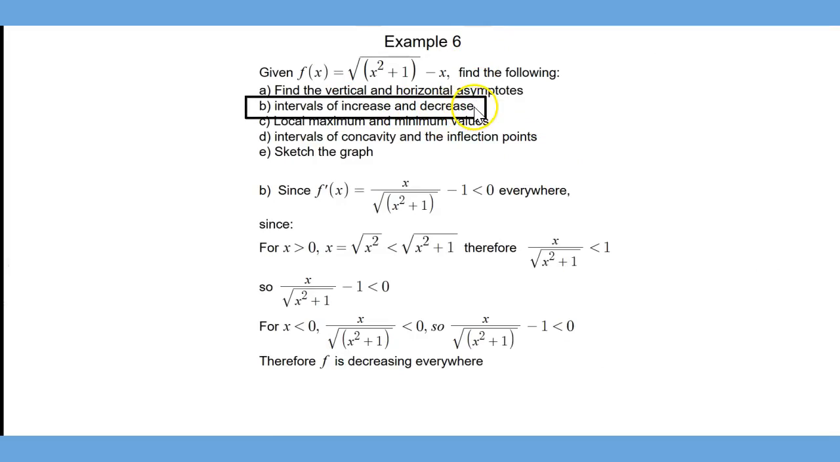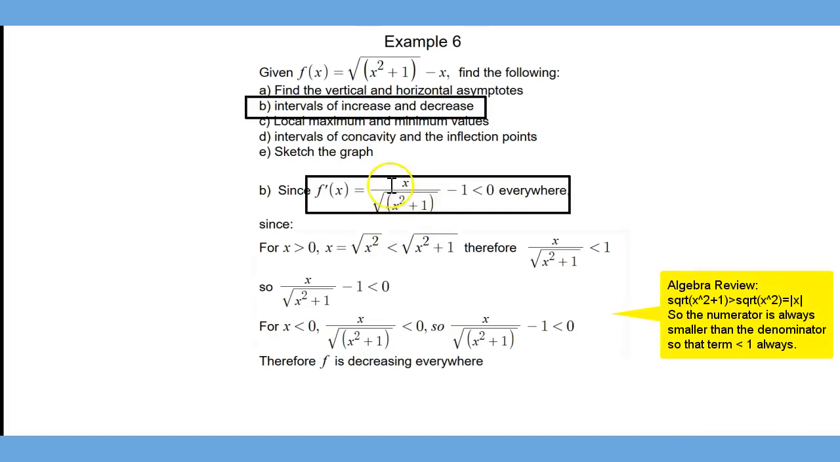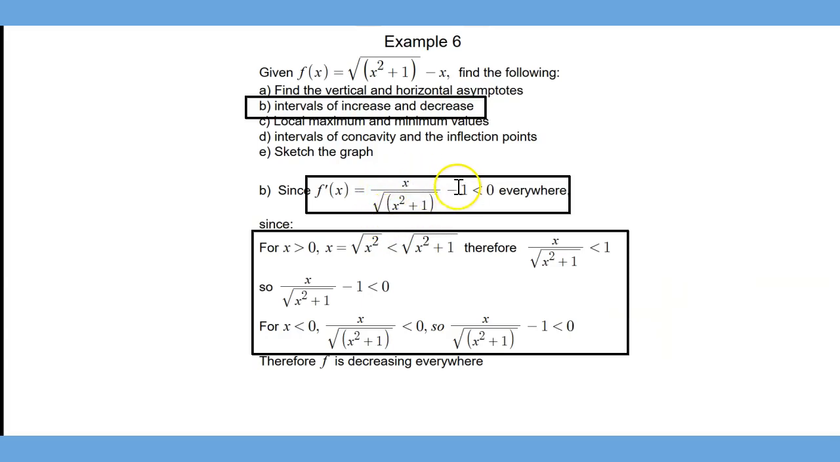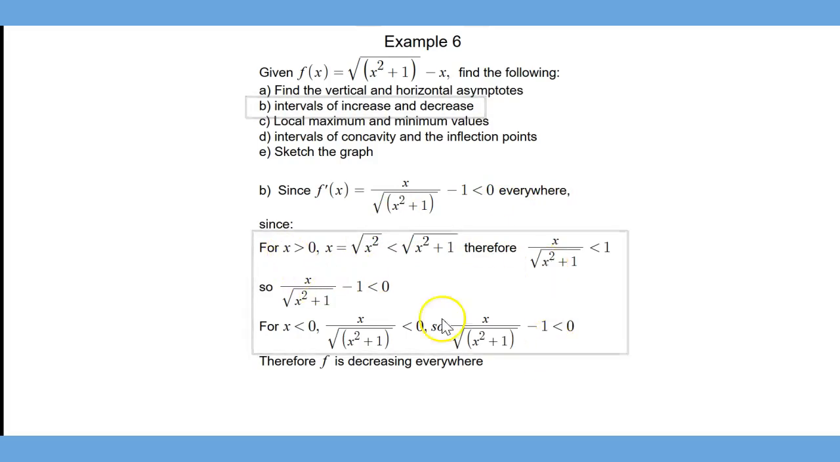To find the intervals of increase and decrease and the local max and mins, I'm going to find the first derivative. And so notice the first derivative is less than 0 everywhere. And the reason for that is because this term is less than 1 everywhere. And that's because notice that I have x squared plus 1 in this square root in the denominator. So this is always going to be larger than x. So this whole expression will be less than 1. So that's going to be less than 0 everywhere, which tells me my function is going to be decreasing to the left and right of 0.